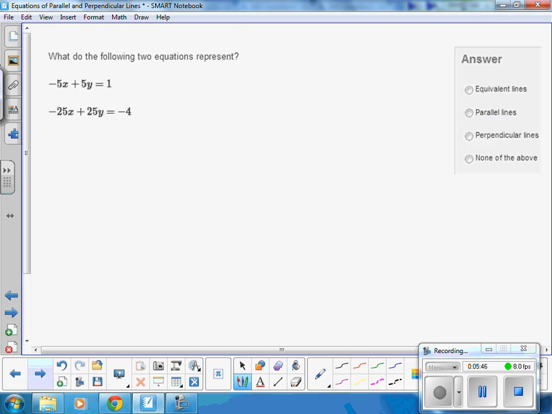Again, we're going to want to rewrite them in the form y equals mx plus b. Now, in today's lesson, you're going to be doing this enough, so you're going to figure out how to rewrite this. I know some of you still struggle with this a little bit, but to get this done correctly, you have to be able to rewrite. Negative 5x plus 5y equals 1, my top equation.